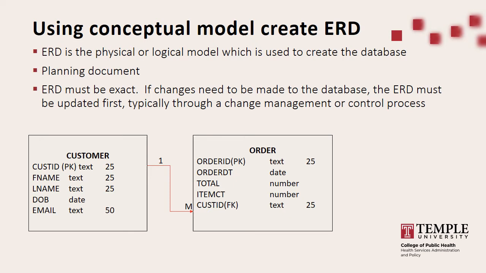In this example, we have 2 entities that are now tables. We have the customer table and we have the order table. And we have some attributes here. I would say there are probably many more attributes, but let's start with these. And when we say attributes, we can also call these columns or fields. So we have a customer ID, first name, last name, date of birth, and email for the customer table.